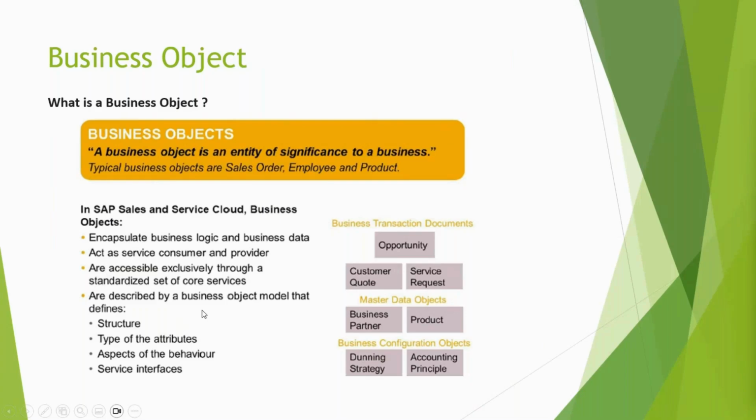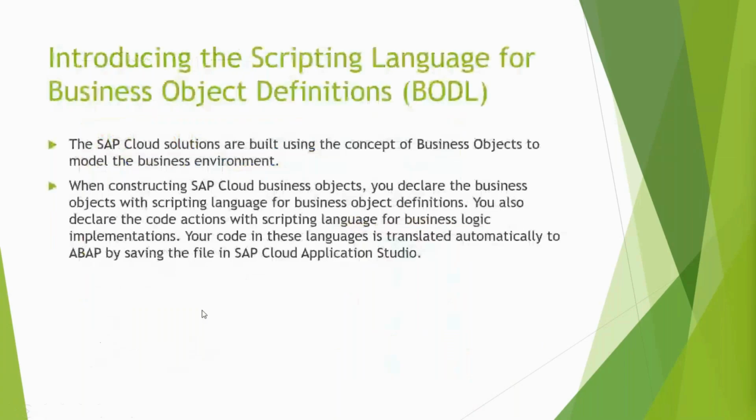A business object mainly consists of elements, associations, and nodes. The language which we use to define the business objects in SAP C4C is called the business object definition language. When we create a business object, we declare elements, actions, and associations using this business object definition language.